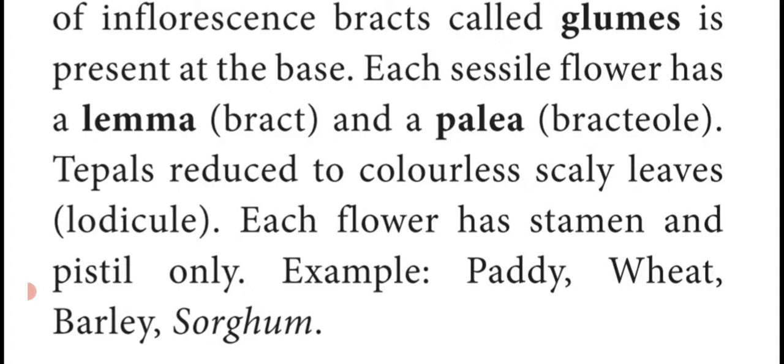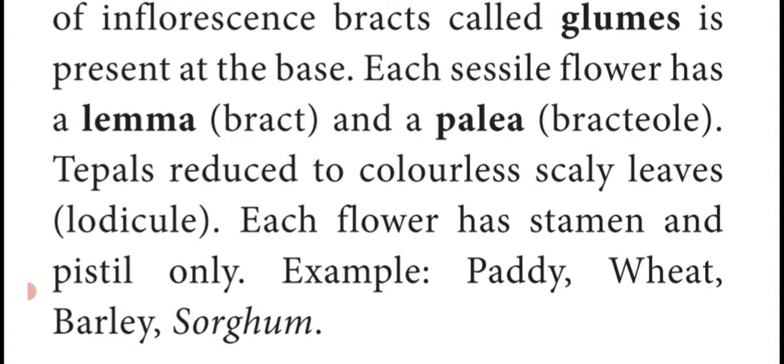Each flower contains one stamen and one pistil. Only one stamen and one pistil. Example: paddy, wheat, barley and sorghum. So all the cereal varieties possess the spikelet inflorescence.